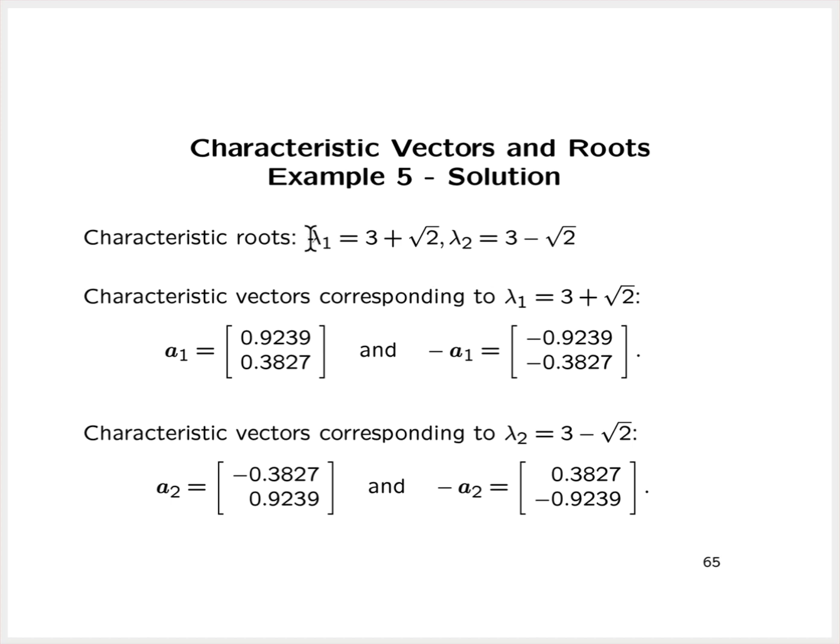All right, now the characteristic root, lambda 1, is 3 plus the square root of 2. So that's kind of interesting, a little more involved than the other examples. And the second, the smallest characteristic root, lambda 2, is equal to 3 minus the square root of 2.